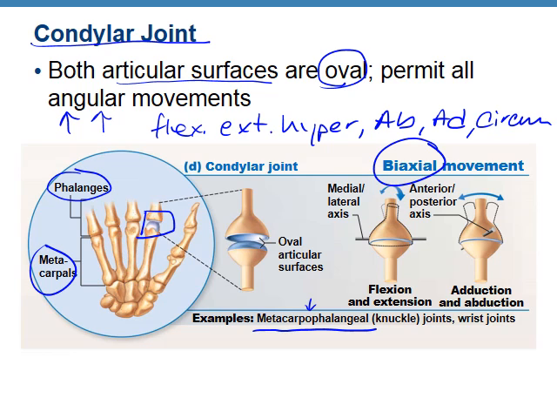So there's still a few areas. You can't completely circumduct your metacarpophalangeal joint. You'll feel like a little hiccup or a little pop when you're trying to do the circumduction. So it's not quite as smooth. So we still call it biaxial. You can move your finger up and down and side to side, but you really can't make a completely smooth circumduction.